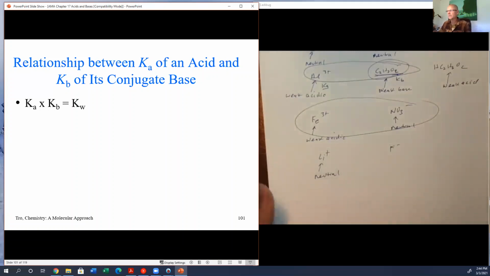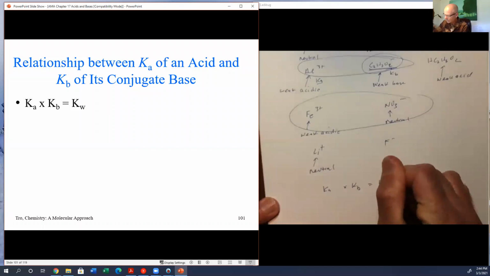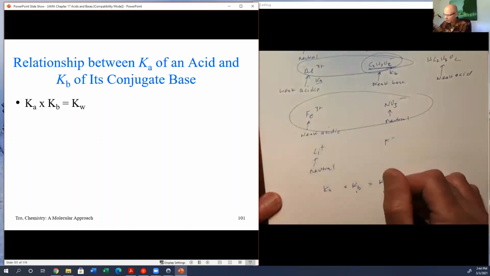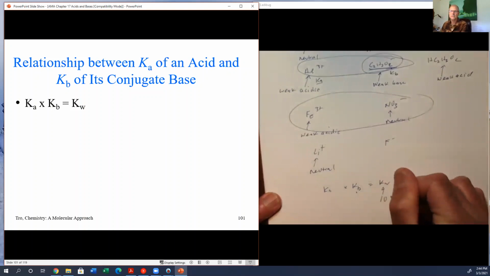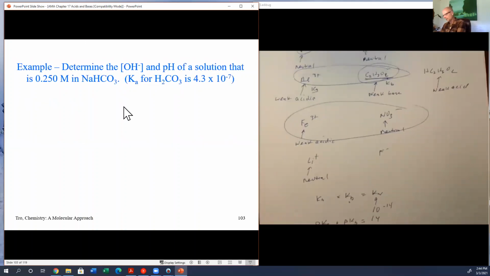Okay, so the important equation here is this one. Ka times Kb is always going to be equal to Kw. What that means is if I know the Ka for a weak acid, then I can get the Kb for its conjugate base from this equation. Kw, remember, is 10 to the minus 14. Another way I can write this equation is pKa plus pKb is equal to 14. Those are equivalent. And I think it'll just be easiest to work an example. So let's do that.